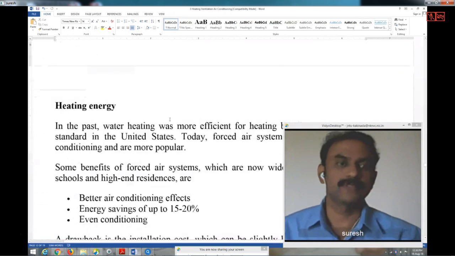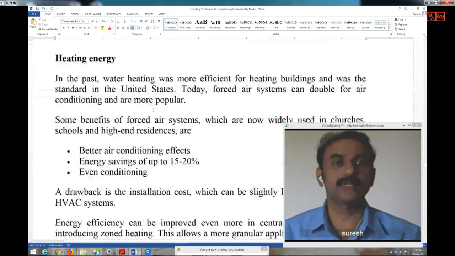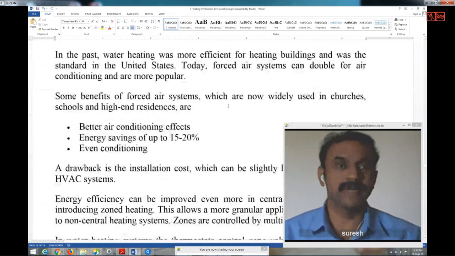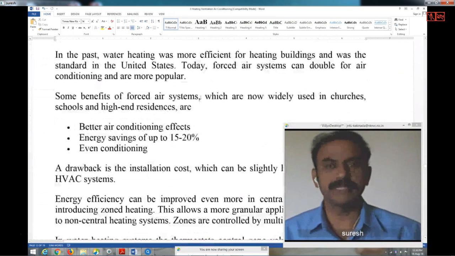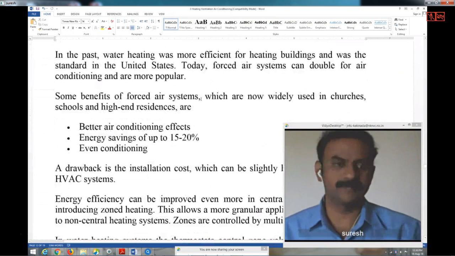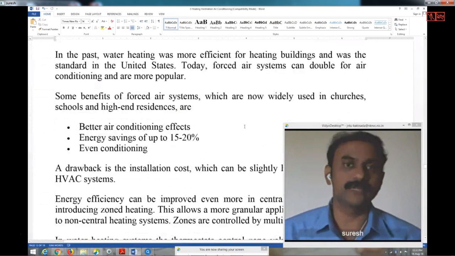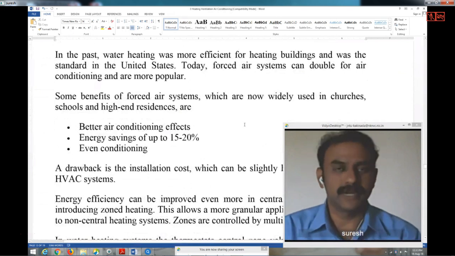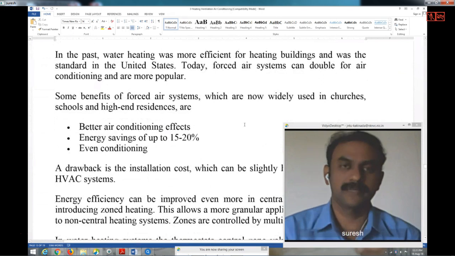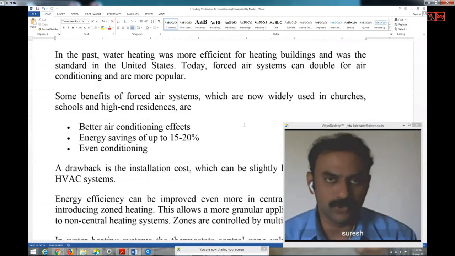So heating energy. In the past, water heating was more efficient for heating up buildings and was standard in the United States. Some countries have forced air systems. That means we are using exhaust fans in order to take out the hot air inside the rooms, and that is thrown out to the atmosphere.